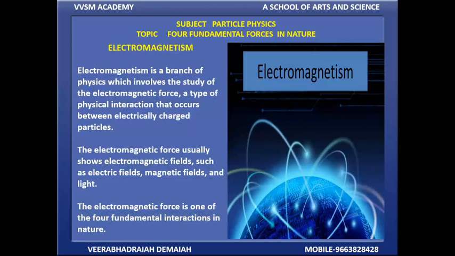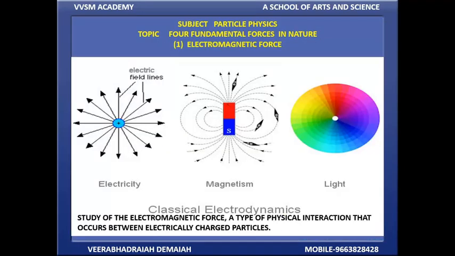The electromagnetic force usually shows electromagnetic fields such as electric fields, magnetic fields and light. The electromagnetic force is one of the four fundamental interactions in nature. Electricity: this is the positive charge, electric field lines. Magnetism: these are the lines of force in the magnetic field. And this is the light radiation which contains electromagnetic waves.